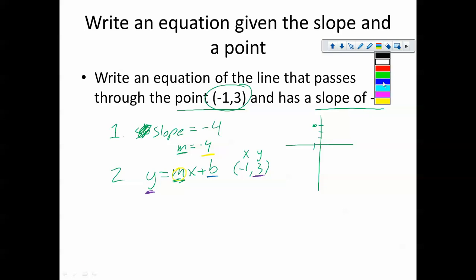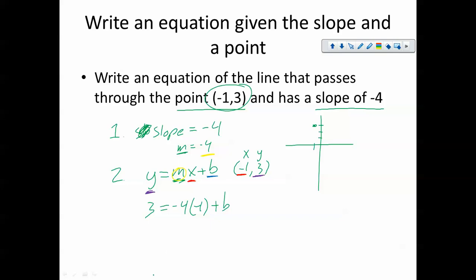And the -1, let's not use blue because I already have blue somewhere. Let's use red. The -1 is the x, and I can plug that in for x. And when I plug in these three numbers, it'll give me an equation that I can solve to find b. So this is 3 equals -4 times -1 plus b, right? Y's for there, the slope's for that, the x's for that.